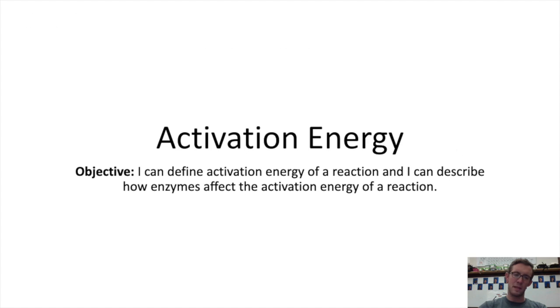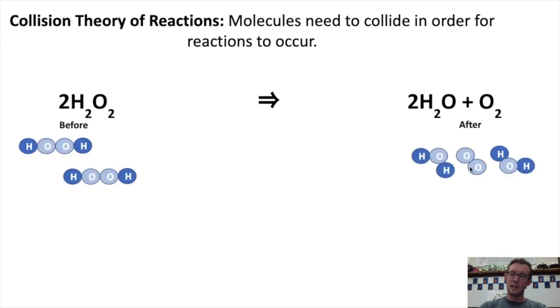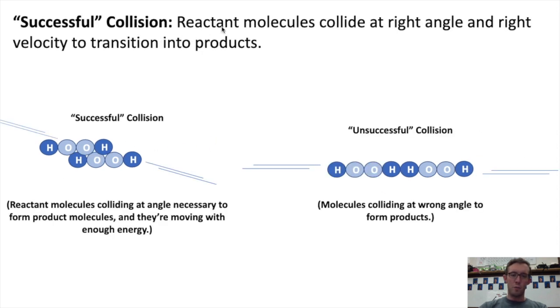Hey BioTeam. So you guys have learned that in order for a chemical reaction to occur, in order for reactant molecules to chemically react into product molecules, they need to collide with each other. So in order for reactant molecules to successfully collide, a couple of things have to go right. First of all, the reactant molecules have to hit each other at the right angle. That is, they have to knock into each other in such a way that the product molecules can be formed.